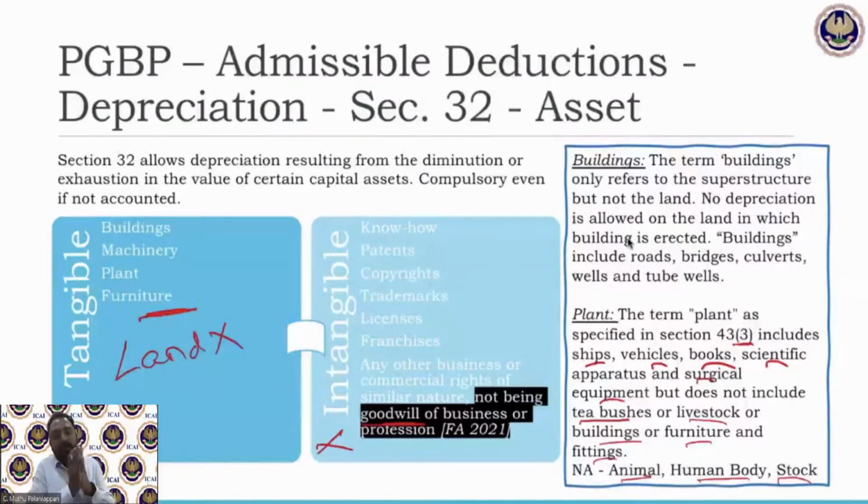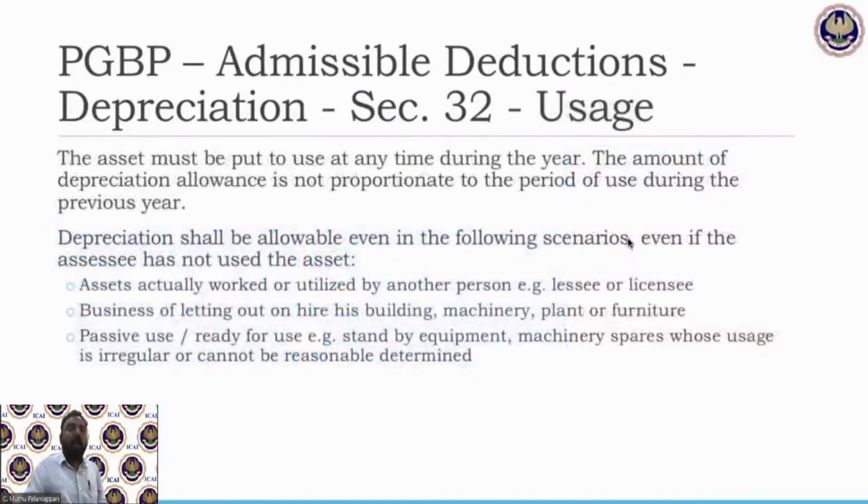So, this is what it is about tangible and intangible assets. This is what you call a specified asset, right? Specified asset on which depreciation can be claimed. Okay. Moving on. The second concept of the asset, we said it must be used.